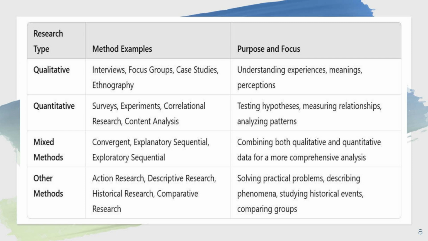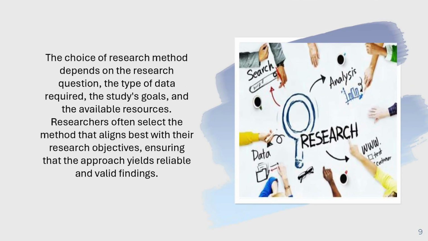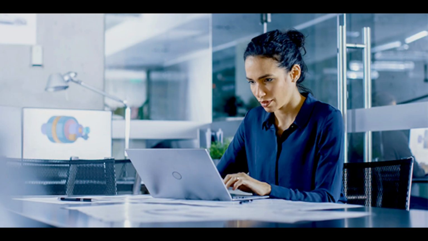To summarize, these are the types of research and possible methods that match it, as well as its purpose and focus. The choice of research method depends on the research question, the type of data required, the study's goals, and the available resources. Remember that researchers often select the method that aligns best with their research objectives, ensuring that the approach yields reliable and valid findings.